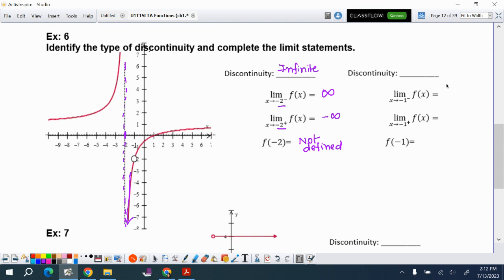Now let's take a look at negative 1. So negative 1 is here. Okay, so I'm using a highlighter to understand. X approaches negative 1 from the left. What's the y value? Y value is negative 2.